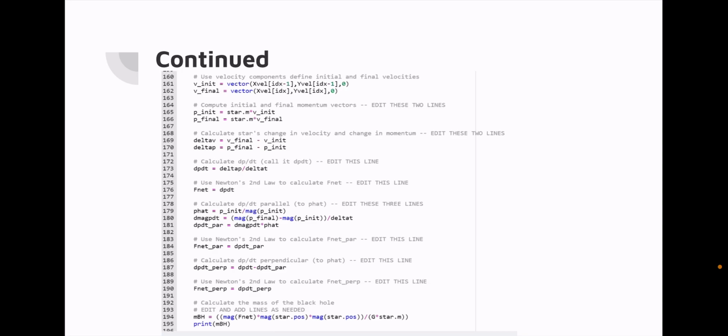And to find the mass of the black hole, right at the bottom, you take Newton's gravitational formula and rearrange it to solve for mass. You have G M m over r squared, and you solve for the first M.